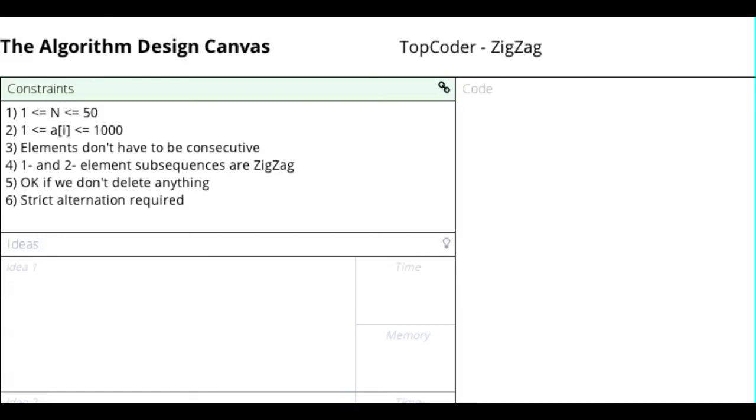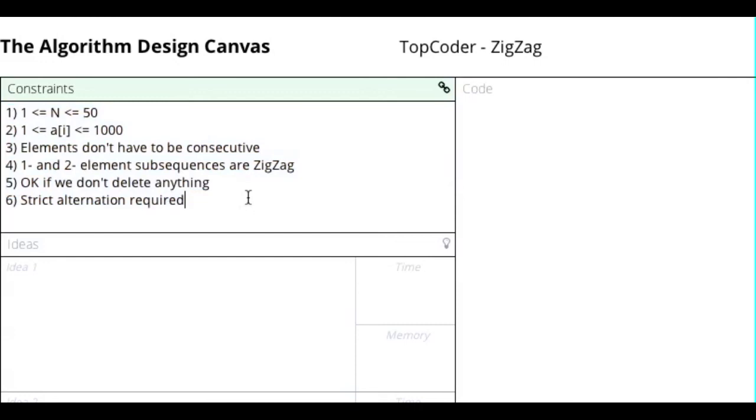So now we have 6 constraints that frame our problem very well. All of these impact the solution we can consider. Some have very strong impact, like the size of the input. Others will slightly change the code we write. For example, whether strict alternation is required or not. But all of those are important at this stage.